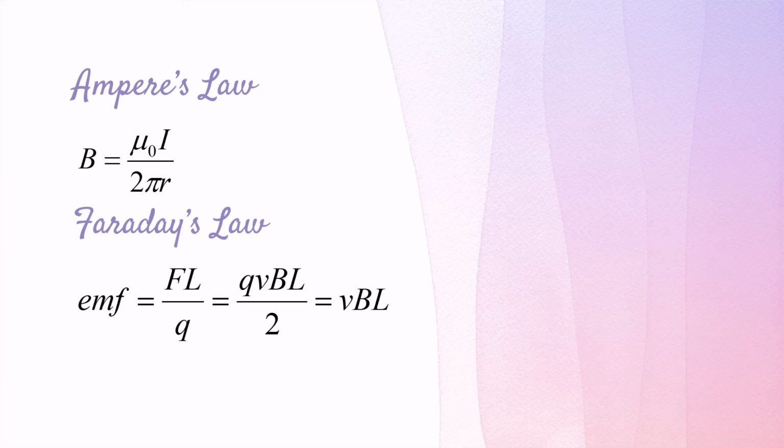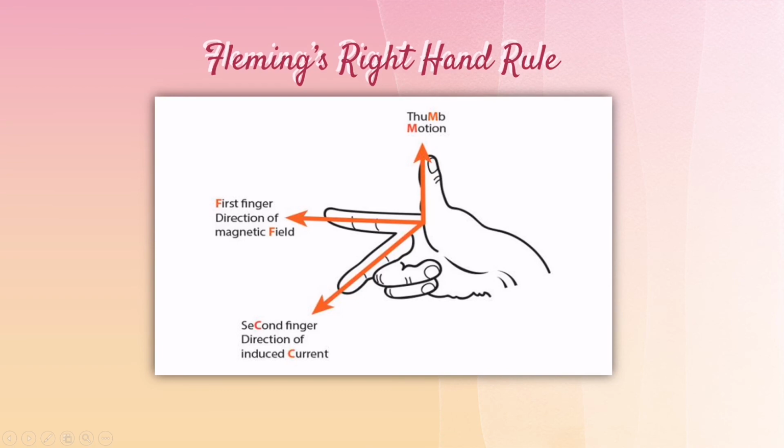The direction of the electromotive force or current induced can be found by using Fleming's right-hand rule. The thumb represents the direction of the movement of the metal rod. The forefinger represents the direction of the magnetic field, and the middle finger represents the direction of the induced electromotive force or current.